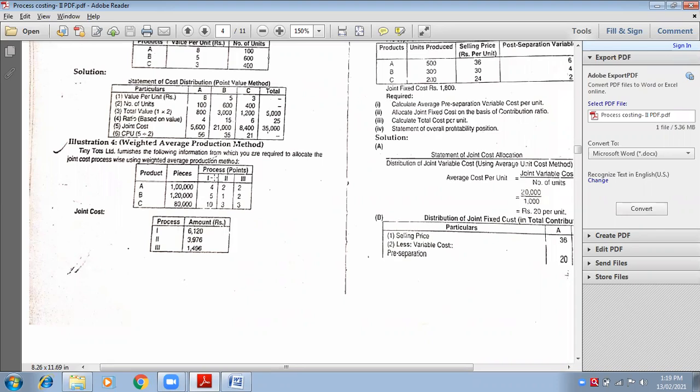Can you see? Process 1 of A, process 2 of A and process 3 of A. Similarly for B and C is also given. And here the total amount of process 1, 2 and 3 is given. That's what we need to divide. This is total 6,120 for process 1, but we need to divide it among A, B and C. Are you getting my point?